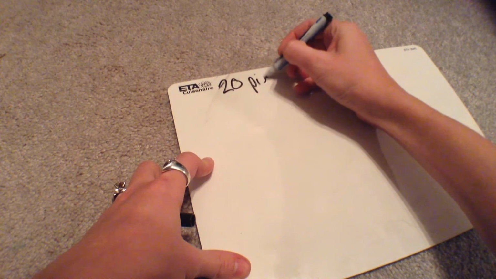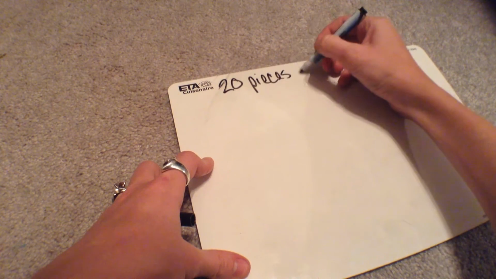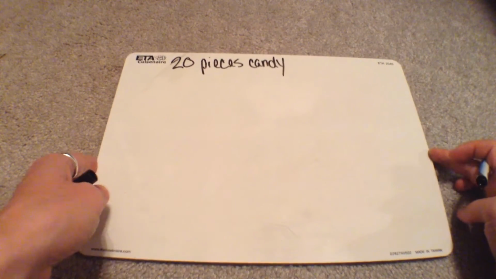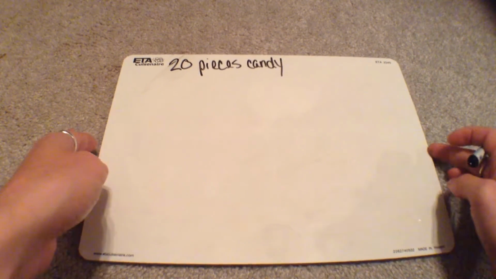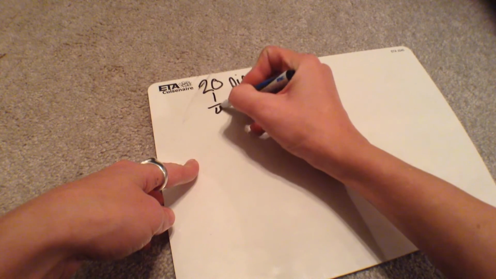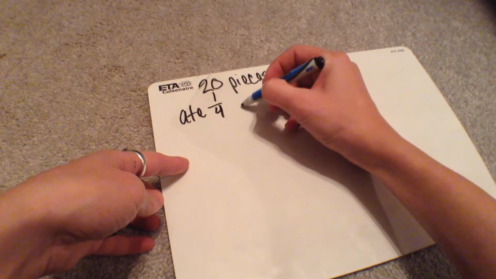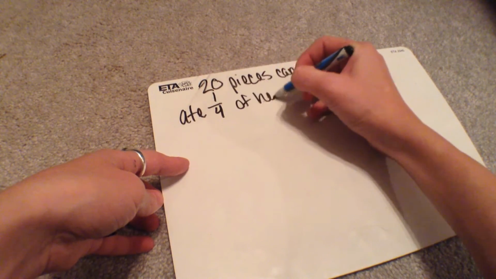we know that she had 20 pieces of candy all together. That is our whole, that is our total. Okay. Now she ate 1/4, ate 1/4 of her candy.